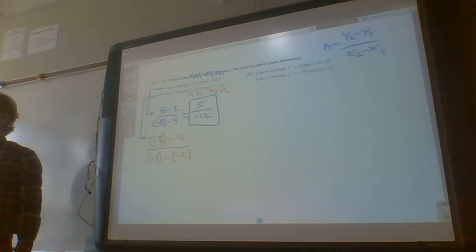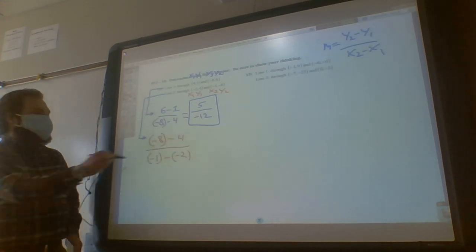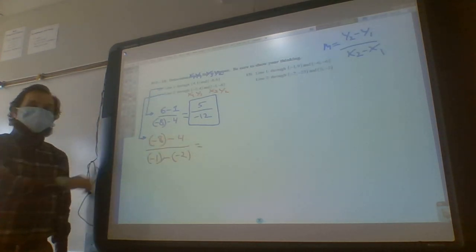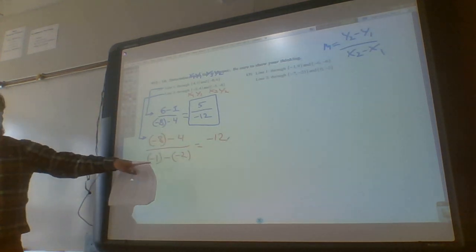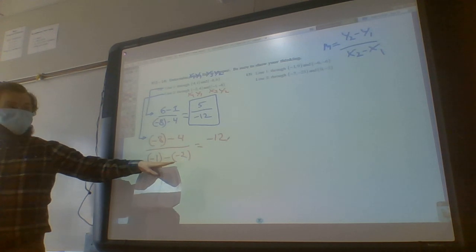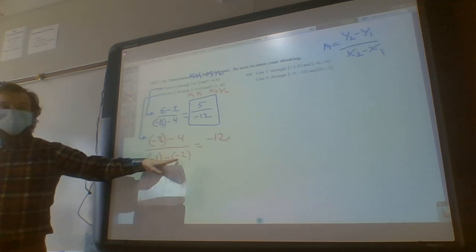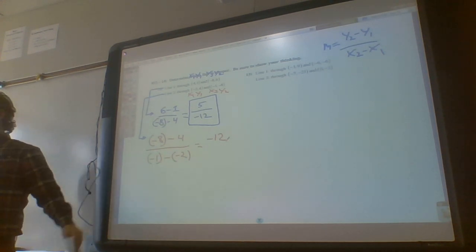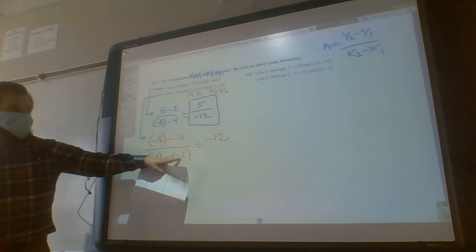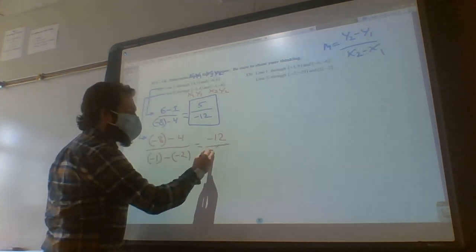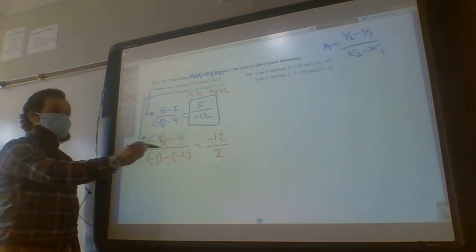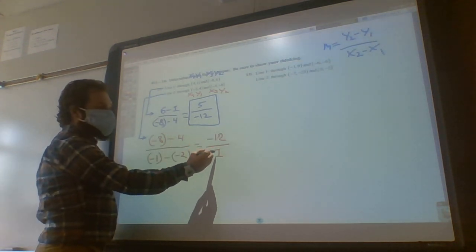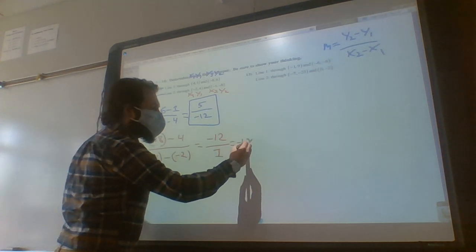Okay. So simplifying on the top, negative 8 minus 4, we get a negative 12. Negative 1 minus a negative 2. When we have this double negative, minus a negative 2 is like adding. So negative 1 plus 2, we're going to get a positive 1. And we can simplify this. We could say negative 12 divided by 1 is a negative 12.